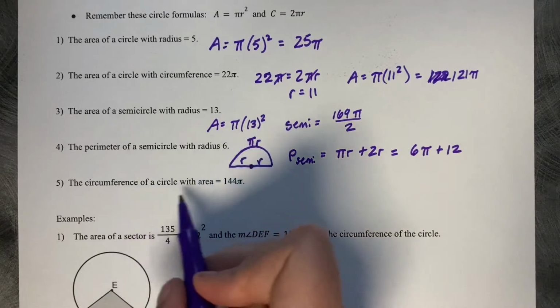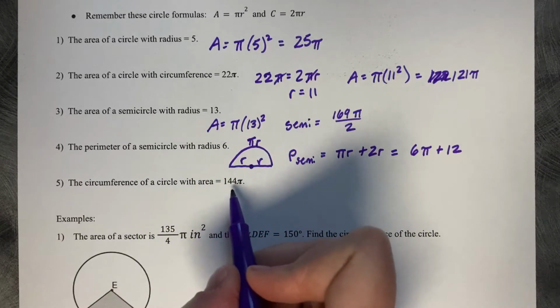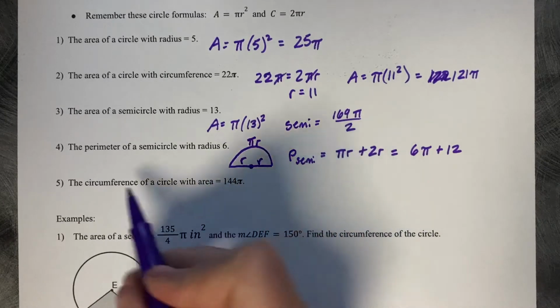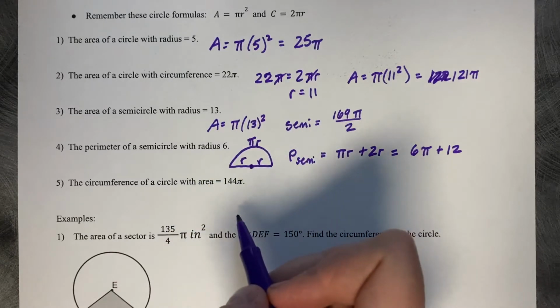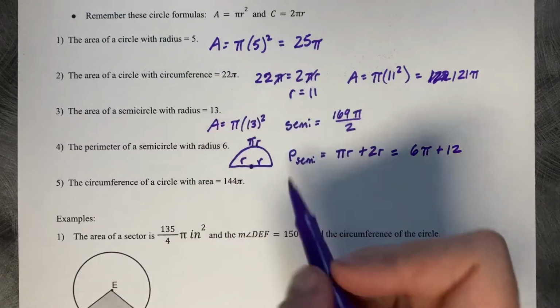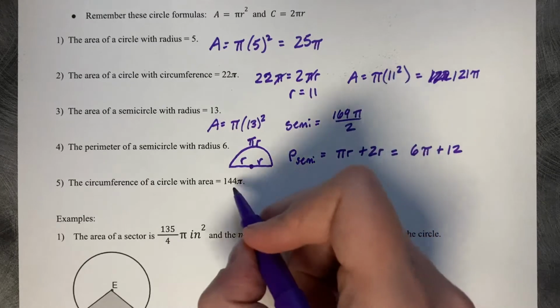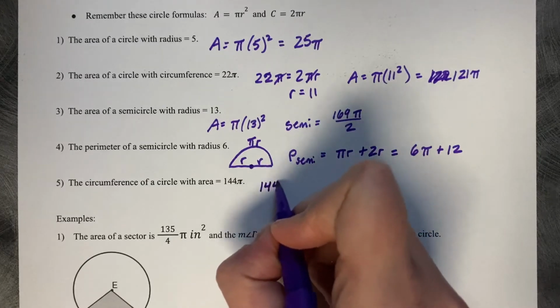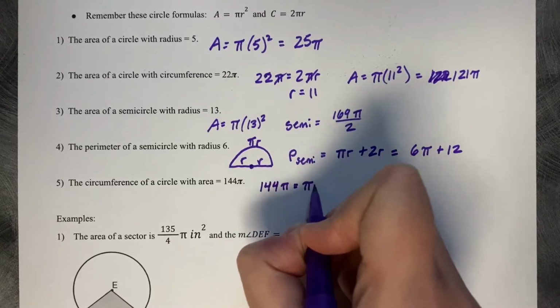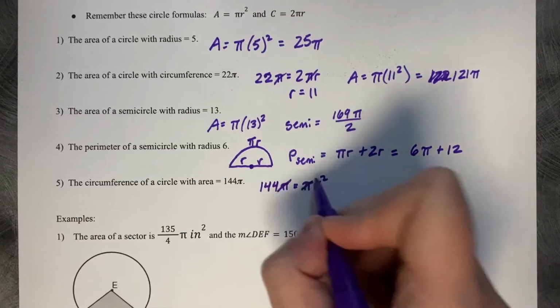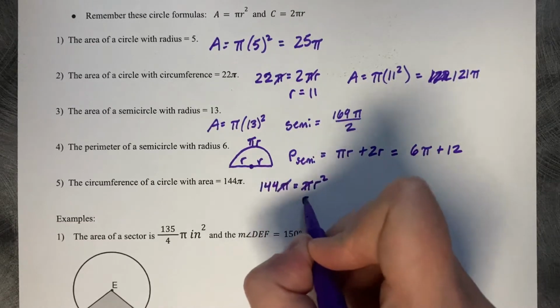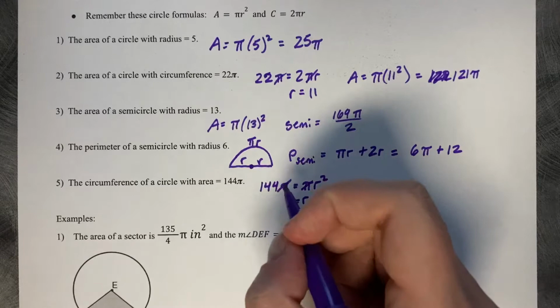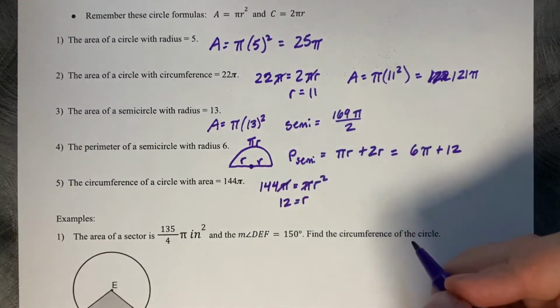The circumference of a circle with an area of 144 pi. Again, the connection between a circumference and an area is still a radius. So we're going to work backwards from the area formula to calculate a radius. So 144 pi is pi r squared. The pi's cancel, square root, so r equals the square root of 144, which is 12.